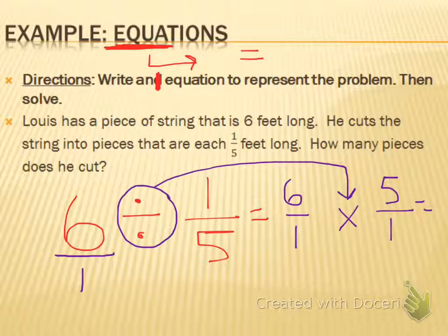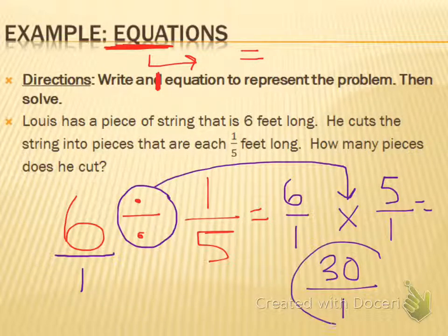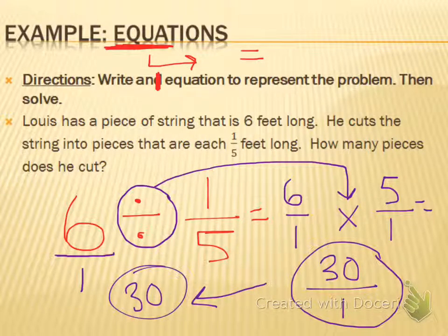I'm going to multiply my numerators straight across. 6 times 5 is going to give me 30. 1 times 1, of course, is 1. And so we end up with an answer. We're going to have 30 over 1 pieces of string that Lewis is going to cut here. And 30 over 1, we can really just write this as 30. So he's going to have 30 pieces of string.